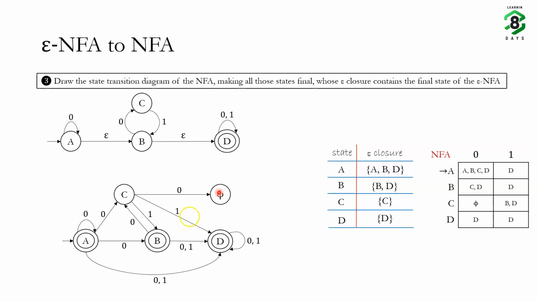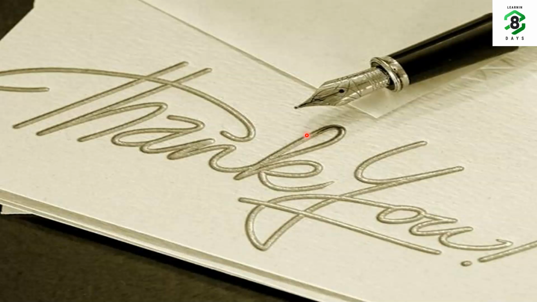So if you notice, we have made A, B and D as final states of the corresponding NFA, as those states contain the final state of the Epsilon NFA in their epsilon closure. Okay, so this is the design of the NFA for the given epsilon NFA. We have converted the epsilon NFA to its equivalent NFA. So I hope you have understood the process of converting epsilon NFAs to NFAs.